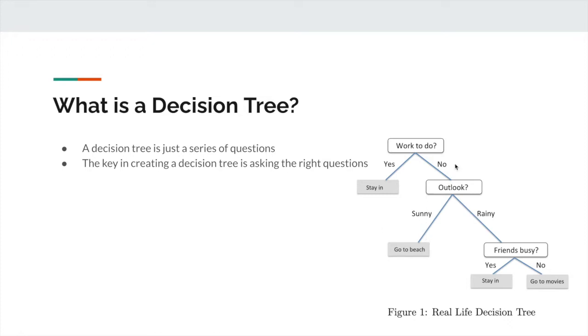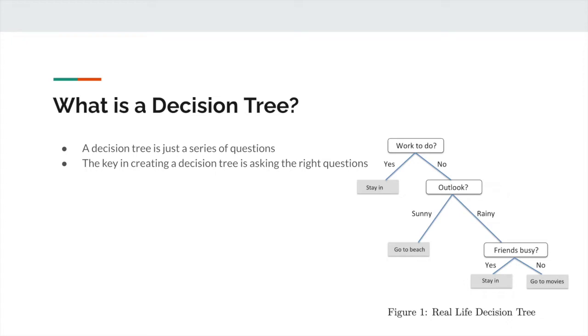For example, this is an example decision tree that may happen in your life. Given a certain day, which would be our entity, do we have work to do? Either yes, or stay in, no. This is basically a decision making process to decide what you do at a certain time, right?